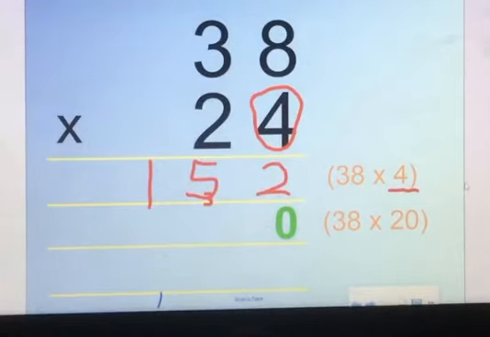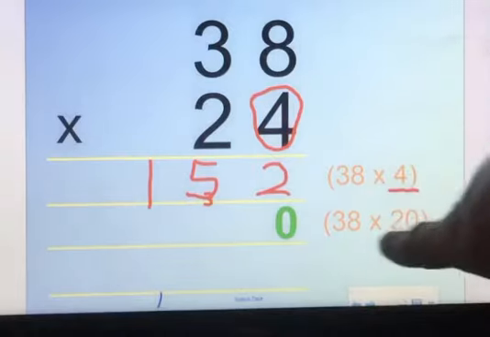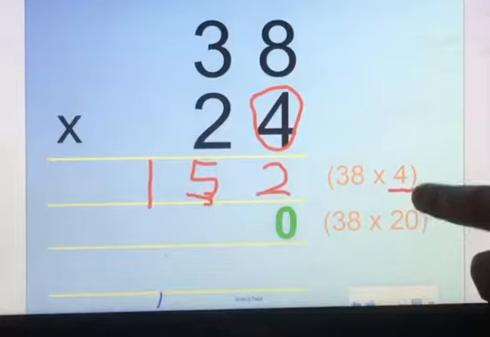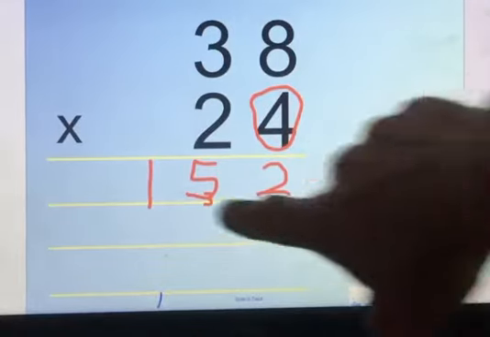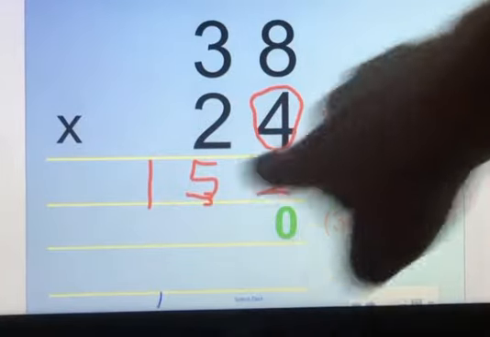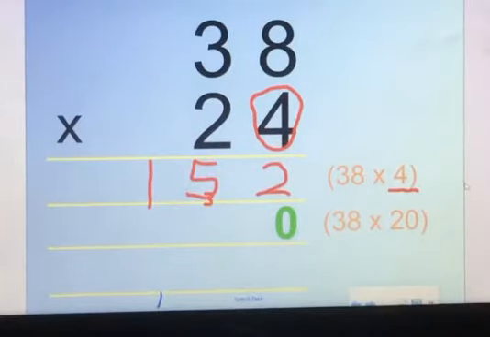The next thing we're going to do is times the same number, 38 by 20. And now you might notice 20 is 5 times bigger than 4. So this answer must be 5 times bigger. So a rough estimate, 5 lots of 152, or 5 lots of 150, is 750. So we're looking for something around there. Okay, and I'll tell you why the 0 comes into place.